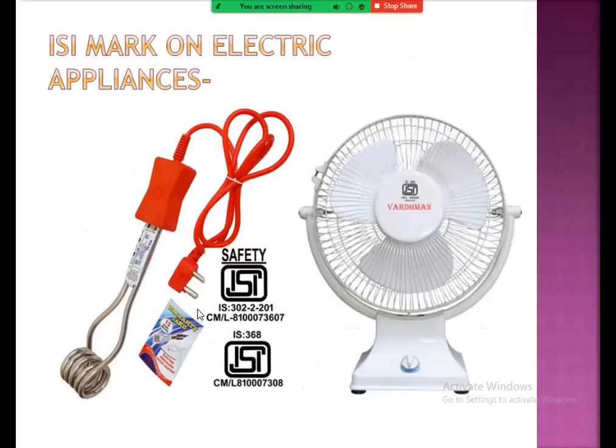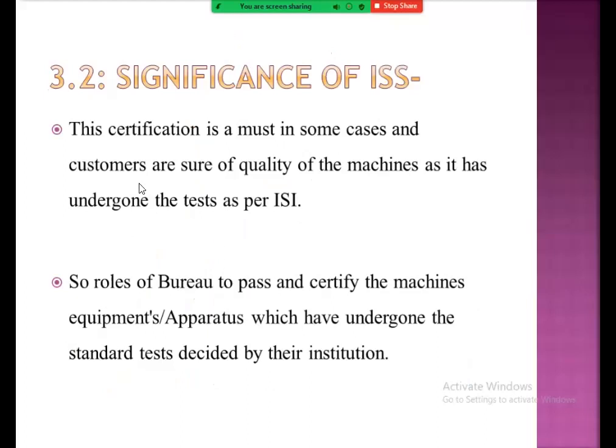Here is an example of the ISI mark on electric appliances. This certification is a must in some cases, and customers are sure of the quality of the machines as they have undergone the test as per the ISI. The role of the bureau is to pass and certify the machines, equipment and apparatus which have undergone the standard test decided by the institution.